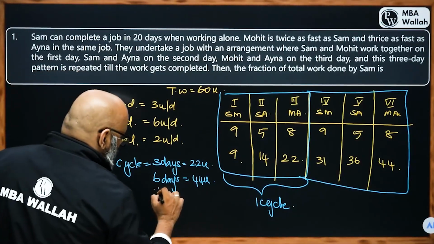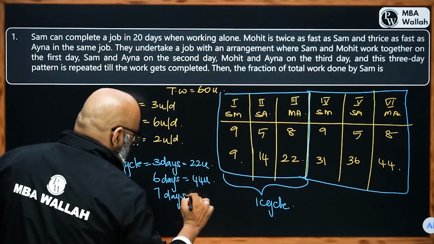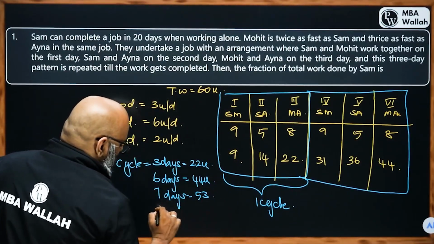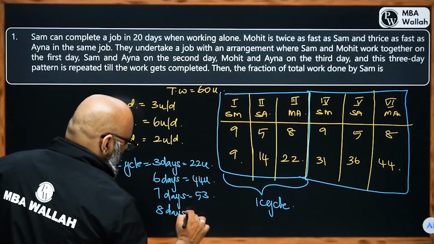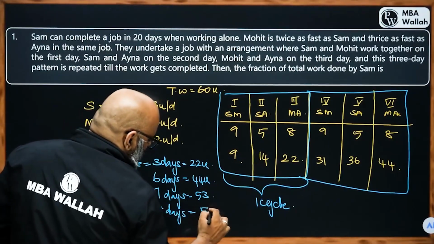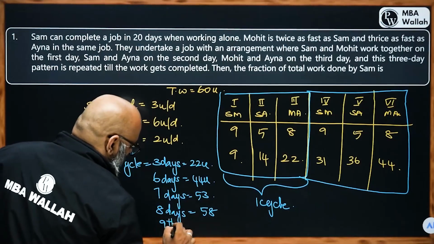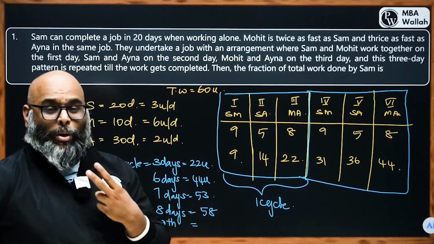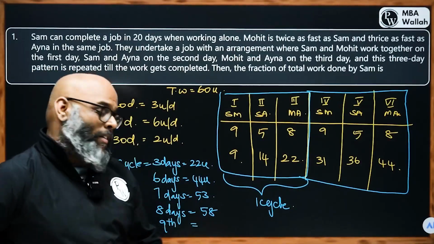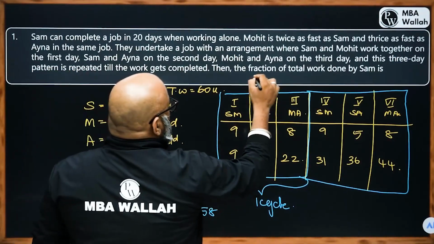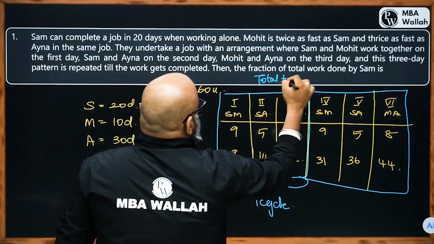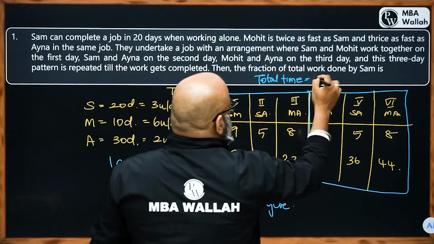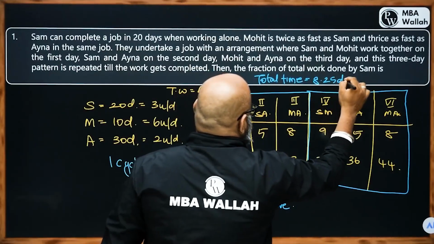So at the end of 7 days, I would have gotten one more 9 units. That will take it to 53. At the end of 8 days, I have gotten another 5 units. That will take it to 58. On the 9th day, the total work is 60 units. I still need 2 more units, which means only 1/4 of a day will be taken. So the total time will be 8 days and then 1/4 of a day, 8.25 days.